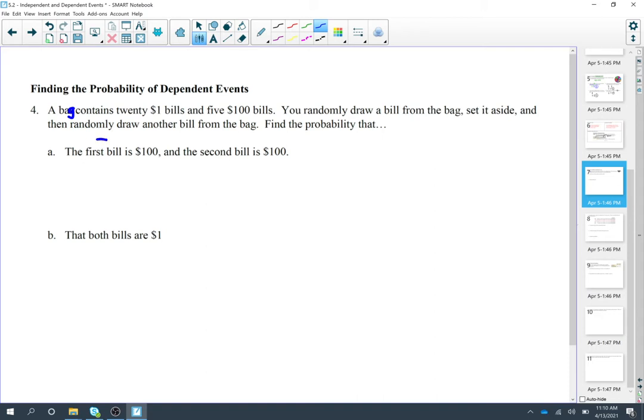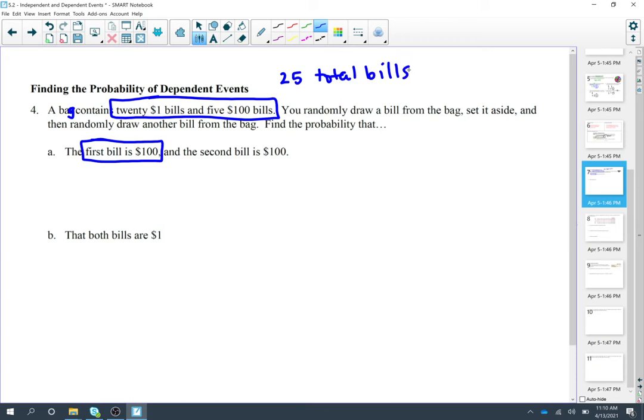So, if I want the probability that the first bill is $100, in my bag, I have 25 total bills. Of those 25, 5 are $100 bills. So that gives me the probability of 5 out of 25 to get a $100 bill. Now, it specifically says that we're going to set it aside. So picture taking it, setting it next to you on the table. It's no longer in the bag.